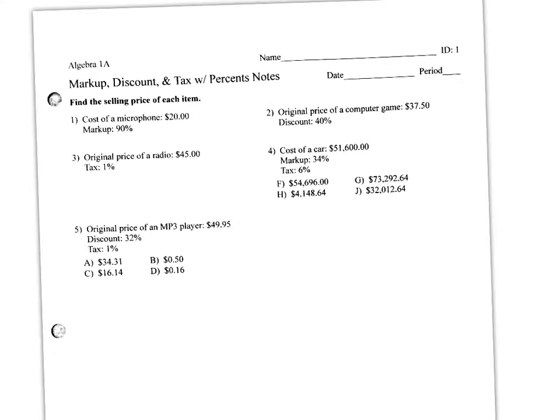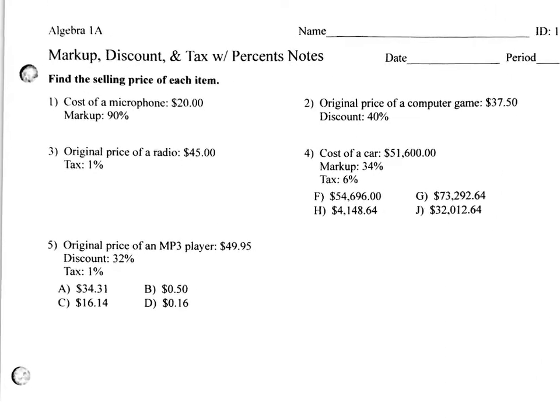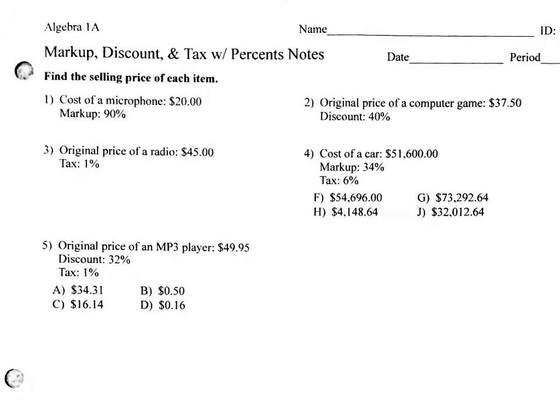Alright, continuing with word problems in percentages, we're going to focus here on markup, discount, and tax. Okay, so when we think about a markup, that is when something is increased in price. A discount is obviously when there's a sale or a drop in price. And then tax is always added to something to also increase the price of it or the cost of it.